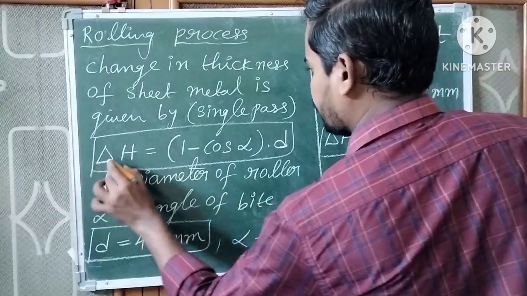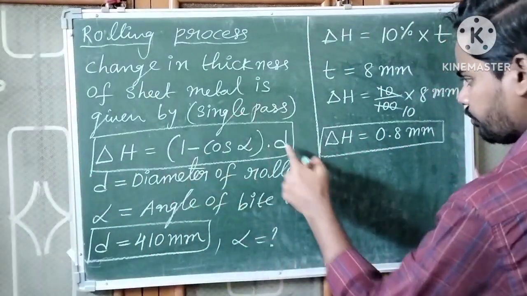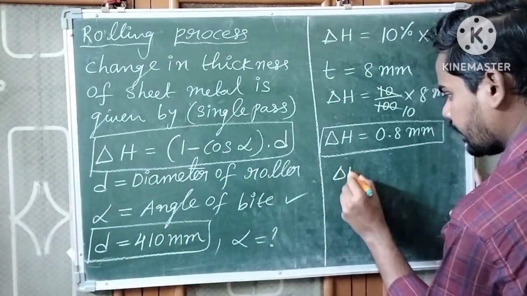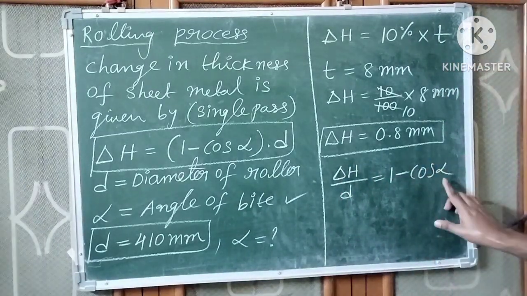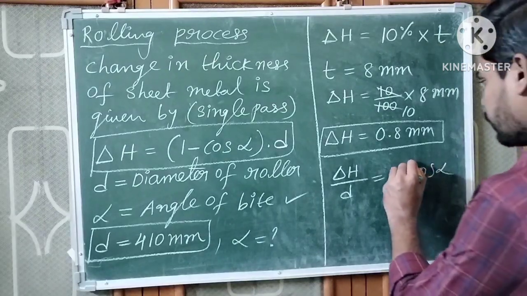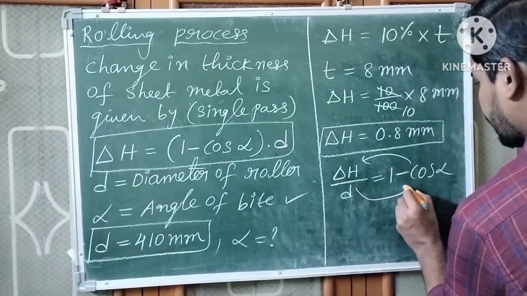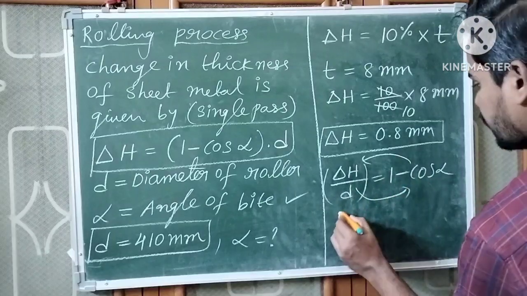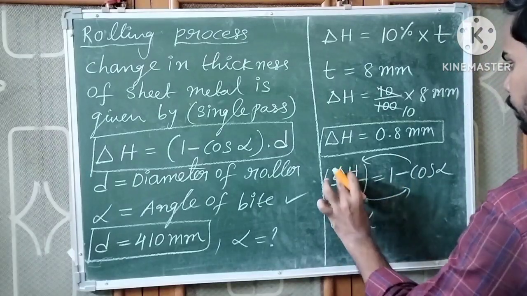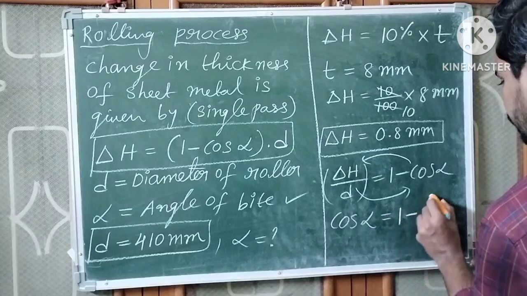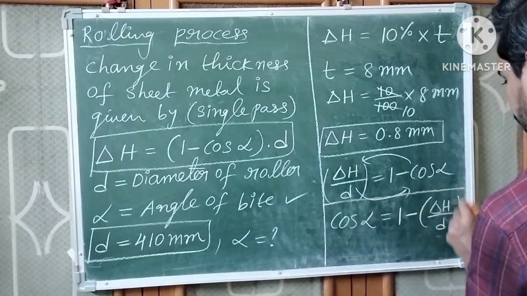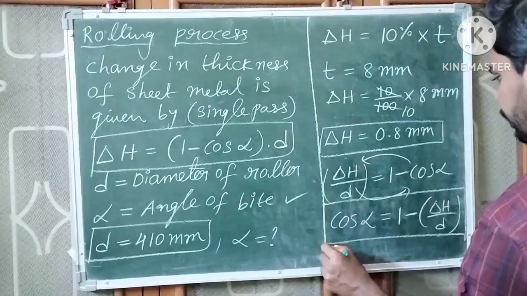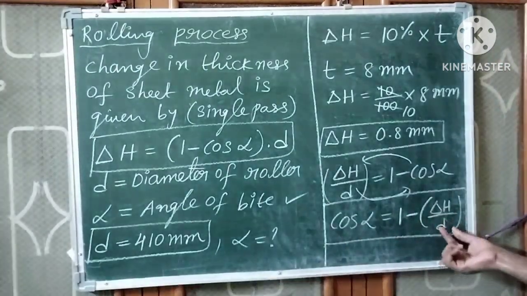So now let us use this formula. First transpose D; multiplication becomes division. You will get delta H by D is equal to 1 minus cos alpha. Remember, we need alpha. Now transpose cos alpha to the left hand side and delta H by D to the right hand side. Negative cos alpha becomes positive cos alpha, and positive delta H by D becomes negative delta H by D. Now we got another formula: cos alpha is equal to 1 minus delta H by D.